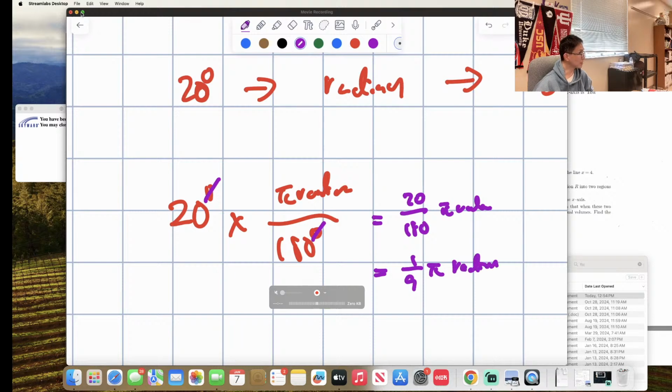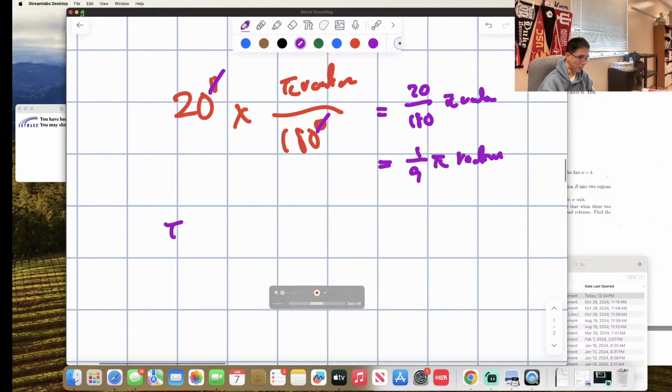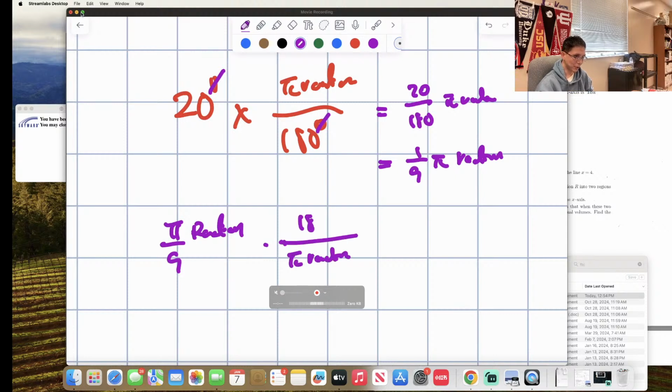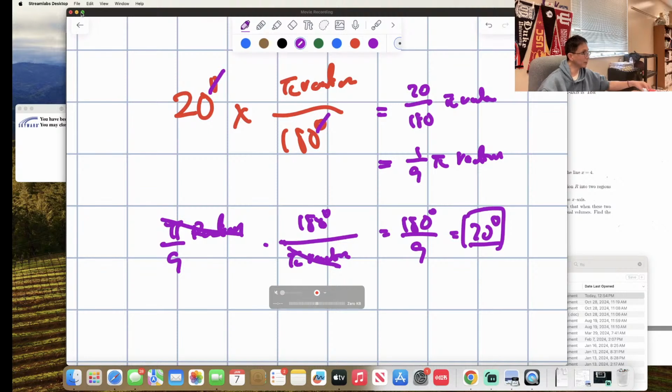Does that make sense? So now if you have pi over 9 radians, if you want to cancel pi radians, you want a conversion ratio where you have pi radians on the bottom. That's 180 degrees, so pi radians cancel out. That'll be 180 degrees divided by 9, so it'll be 20 degrees. So that's how you go back to 20 degrees. So if I ask you to convert one to the other, this is how you convert.